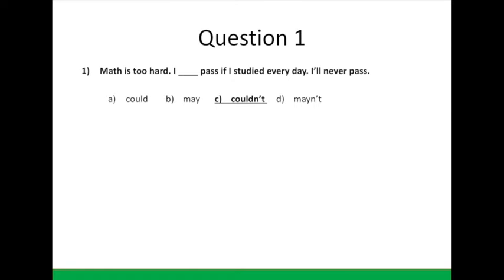Question 1. Math is too hard. I blank pass if I studied every day. I'll never pass. Again here, looking at the last statement, I'll never pass, that's a clue that tells me it's impossible. To talk about something that is impossible, we use could and not, so C is the correct answer.